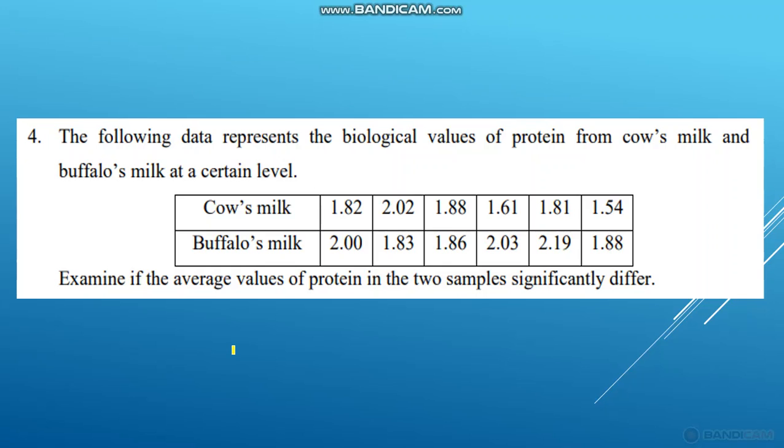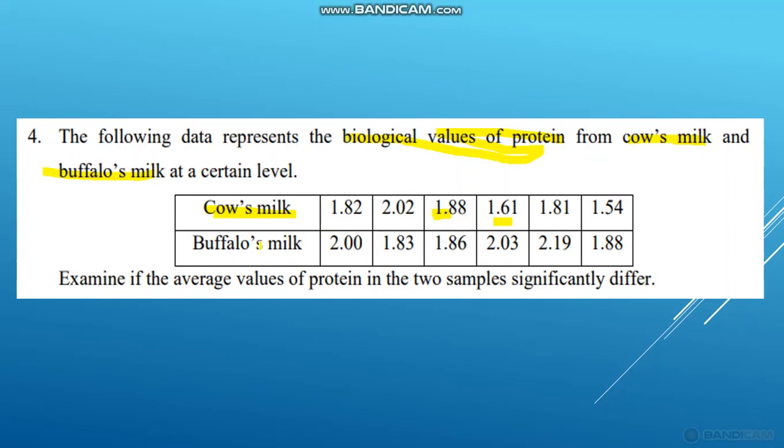In this problem, they gave the following data representing the biological value of protein from cow's milk and buffalo milk. So here also we have two populations. In the cow's milk, they gave the protein values like this: 1.82, 2.02, and 2.18.